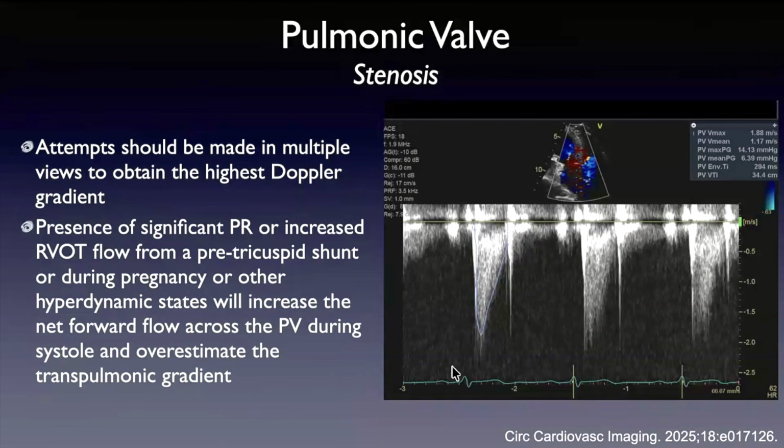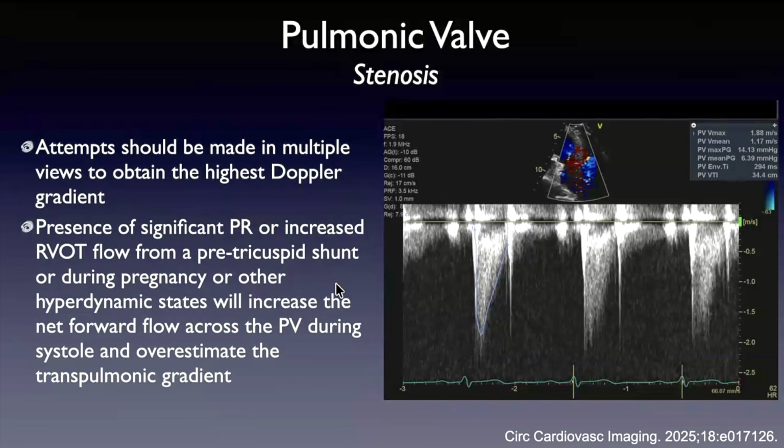This is clearly mild. The peak velocities are just under 2 meters per second, peak gradient of 14 millimeters of mercury, peak velocity is 1.9 meters per second. And as I mentioned before, when you're looking at pulmonic valve stenosis, attempts should be made in multiple views to obtain the highest Doppler gradient. And don't forget that anything that increases flow through the RV outflow tract or pulmonic valve can also lead to some flow acceleration and a degree of velocity acceleration through that pulmonic valve, even in the absence of significant valvular PS.